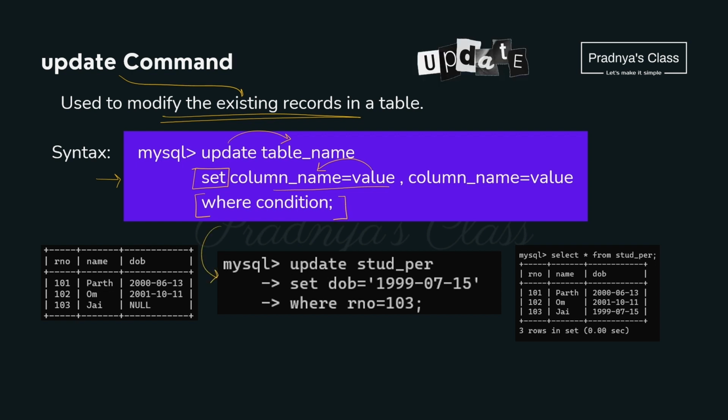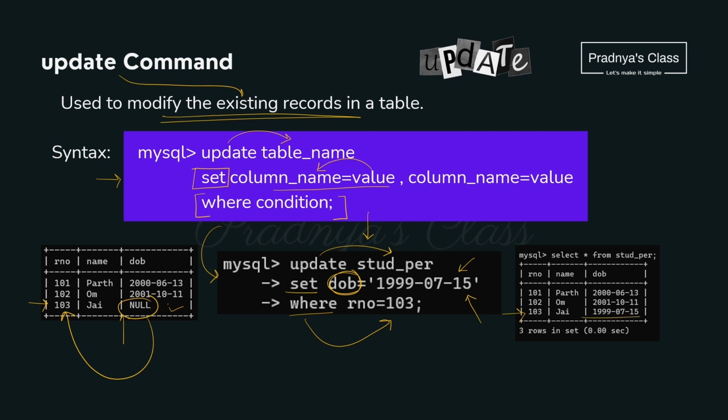Let's have a look at one example. In this existing table, we are trying to update the date of birth for roll number 103, as null got inserted from the previous command. In this way, we will be writing the update command. Update table name. Set, we are changing the date of birth field, so we need to mention date of birth. Here is the date. This is the default date format, YYYY-MM then DD. With the where clause, we are providing the condition. Look at the record now. Date of birth got updated.